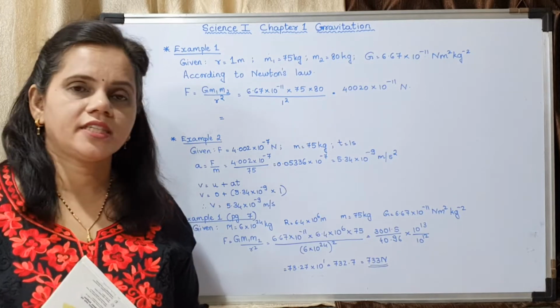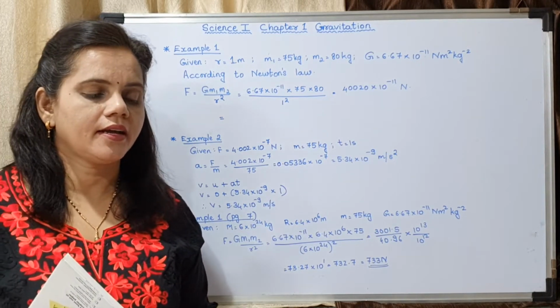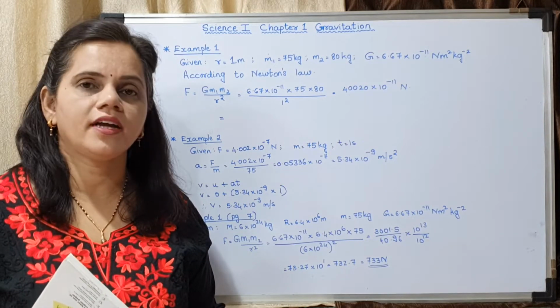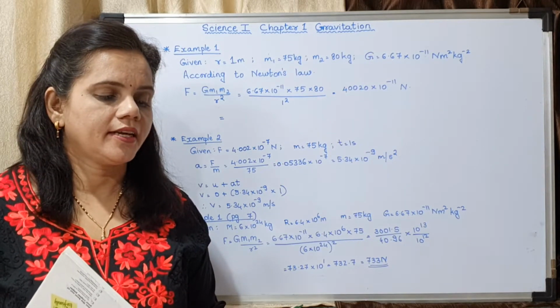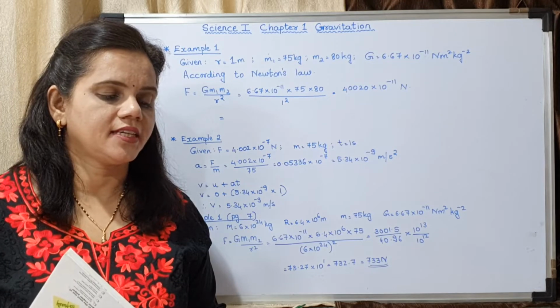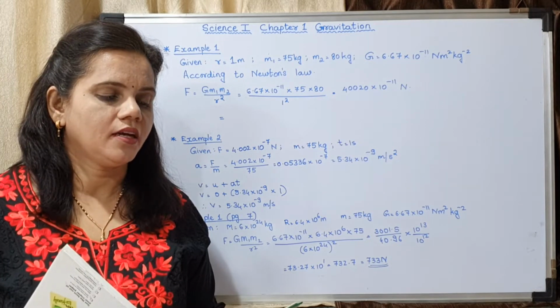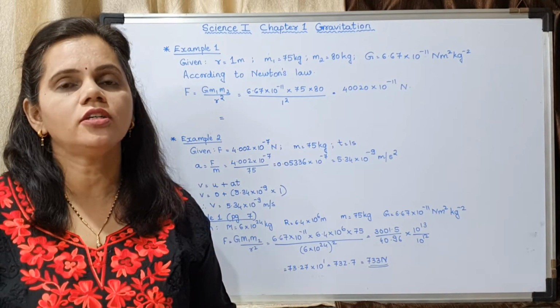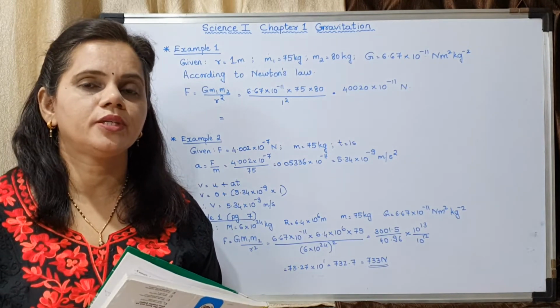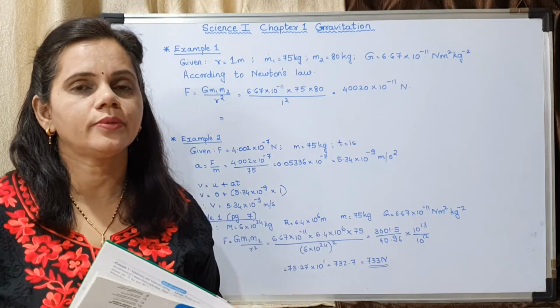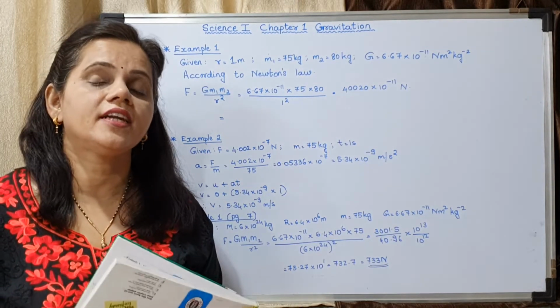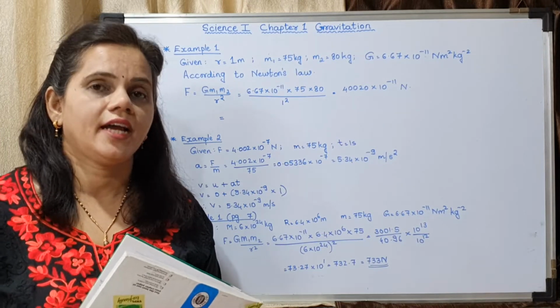Now, the first example, Mahendra and Virat. These 2 persons are sitting at a distance of 1 meter from each other. Their masses are 75 kg and 80 kg respectively. What is the gravitational force between them? You have to find out the gravitational force between 2 persons. They are sitting near each other, so there is a force of attraction between them. You have to find out the value of that force of attraction.